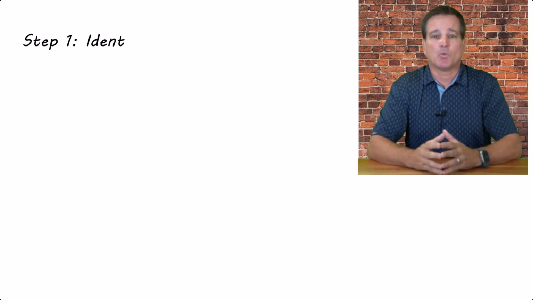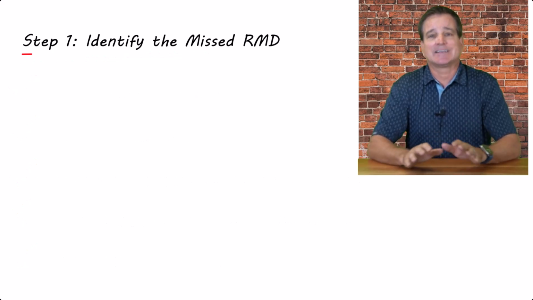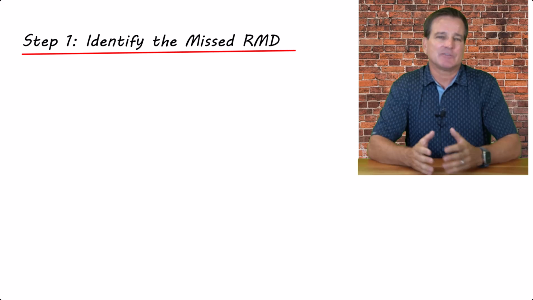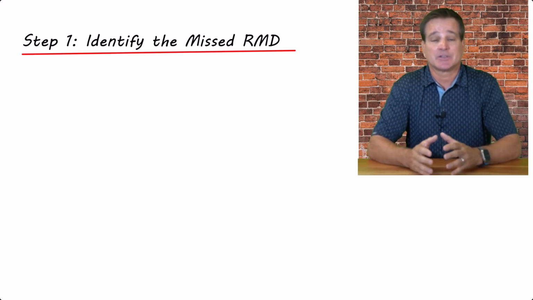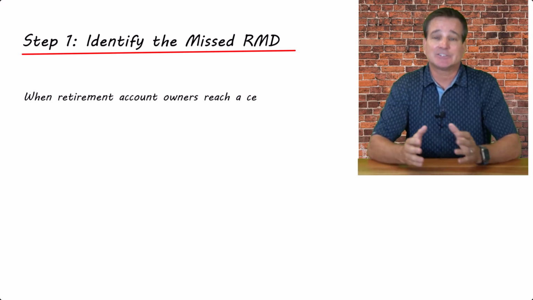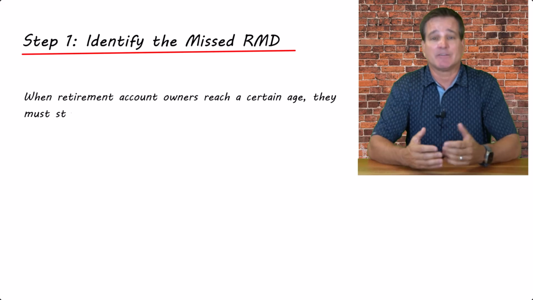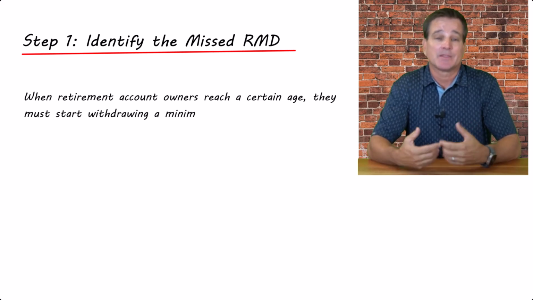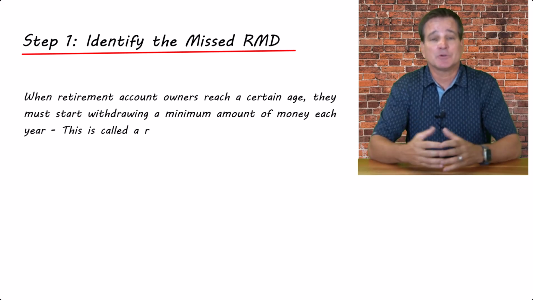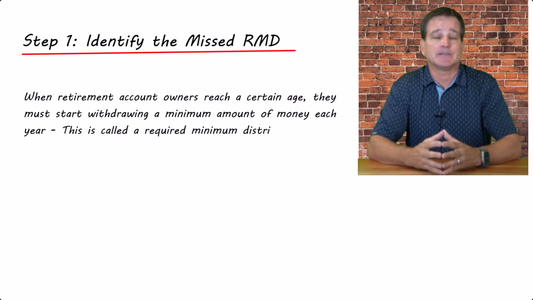Okay, step 1. Number 1, identify the missed RMD. Unfortunately, missed RMDs can happen, and you may not notice that you missed an RMD for quite a while, possibly even years. When retirement account owners reach a certain age, they must start withdrawing a minimum amount of money each year. They call this the required minimum distribution. Of course, you could take out more if you needed it.